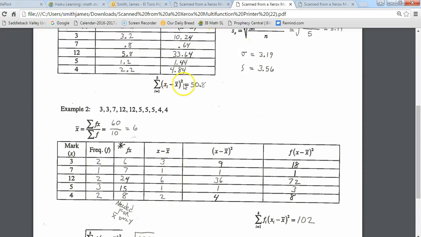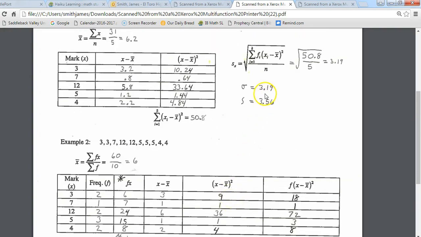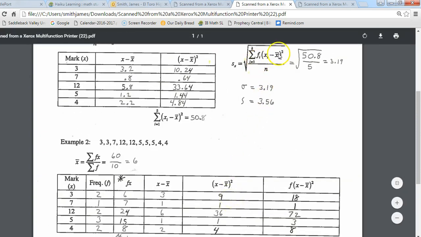The next item in the formula is to square those terms. So 3 squared is 9. And then just go on down the list. I squared all of my terms. And then again, after you square them, you multiply them times their frequencies. So right here, after I squared it and got 9, I now do 9 times 2 to give me 18.